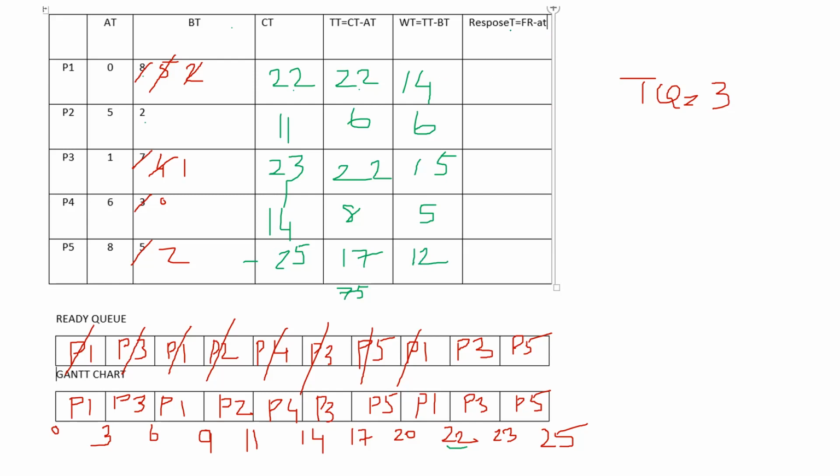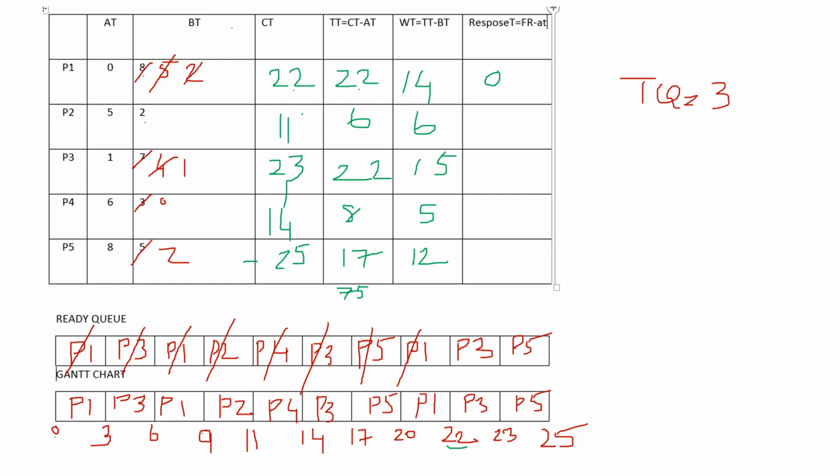Now next is the response time. It is actually optional, but I will tell you how to find it. It is not exactly a formula, but we can find the first response minus arrival time. Now see here P1. P1 first responds at time 0, so 0 minus 0. The answer is 0. Next, P2. When is the first response of P2? It is 9.